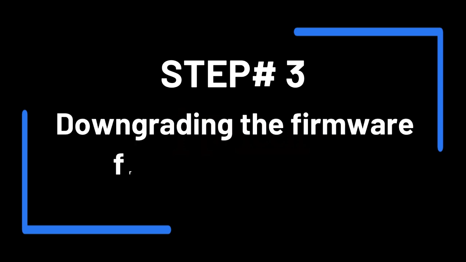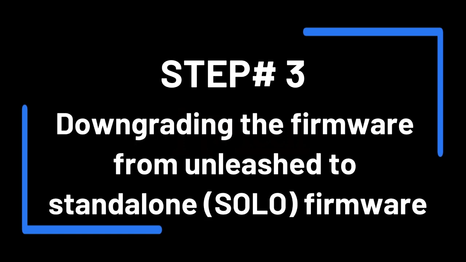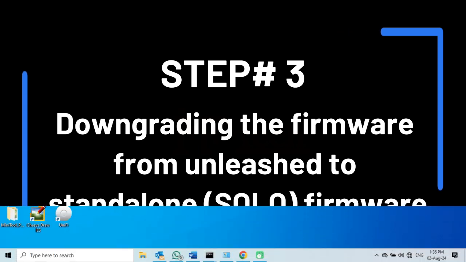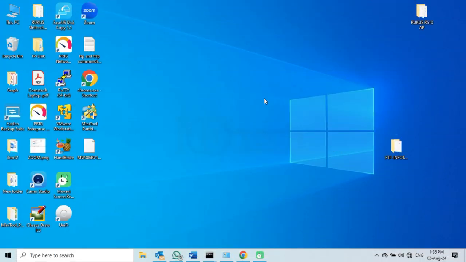Step number 3. Downgrading the firmware from unleashed to standalone or solo firmware. Now, I will show you, after connecting the access point to our PC or laptop, how to downgrade the firmware of a RUCKUS AP from unleashed to standalone or solo firmware. Since I have connected the access point to my laptop's Ethernet port, I assign two static IP addresses of different networks to my laptop's Ethernet port.